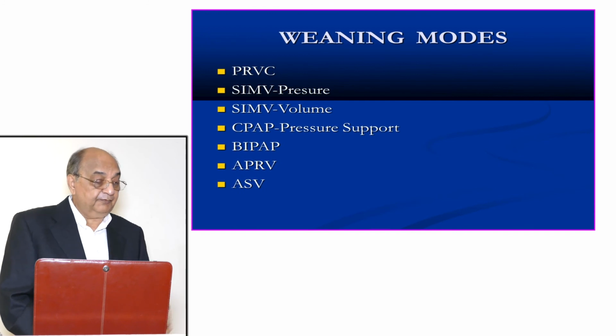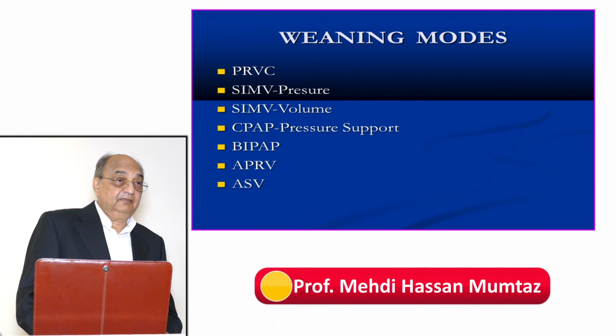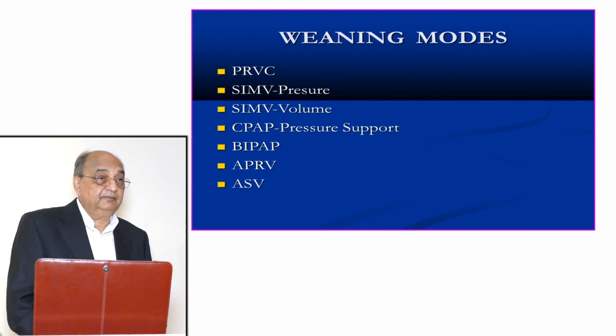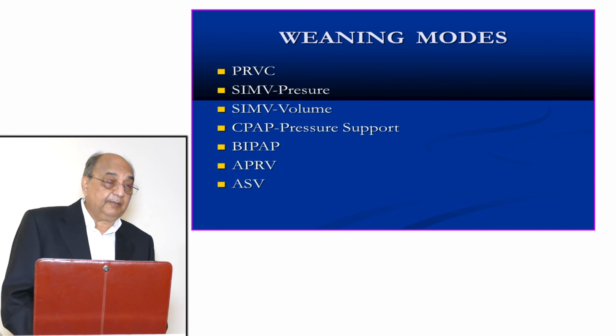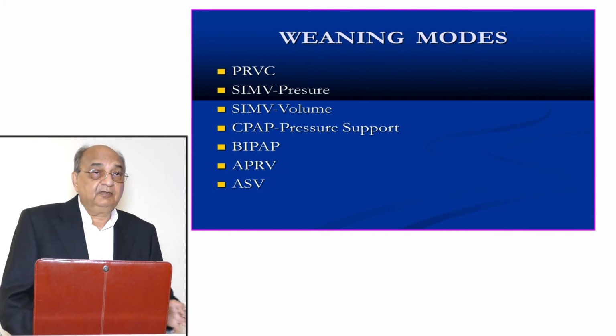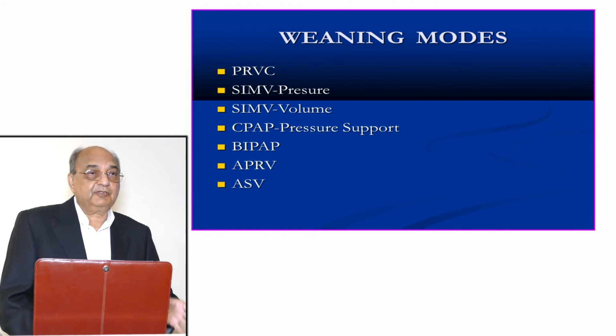Then APRV. APRV is airway pressure release ventilation. This is also according to the pathology of the lung. We choose this mode when we are weaning the patient. Then you have ASV, which is another one. This is called adaptive support ventilation. So we rarely use these, but the main ones are pressure control and volume control ventilation.